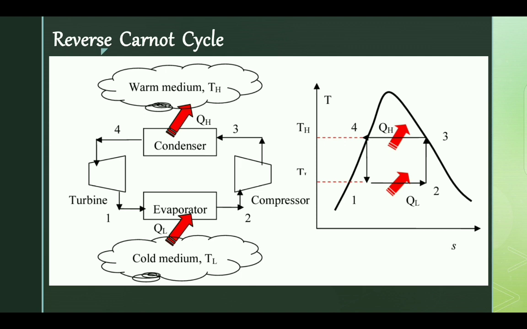First one is the reverse Carnot cycle. Here, as I mentioned, there are four components: compressor, condenser, throttling or turbine, as we call it, and evaporator. The evaporator is the main component which is visible to us. In a refrigerator, the refrigerator box is called the evaporator, and in an air conditioner, the air vent is our evaporator. The compressor is internal to the refrigeration unit.